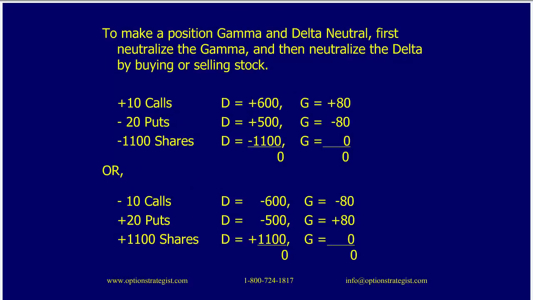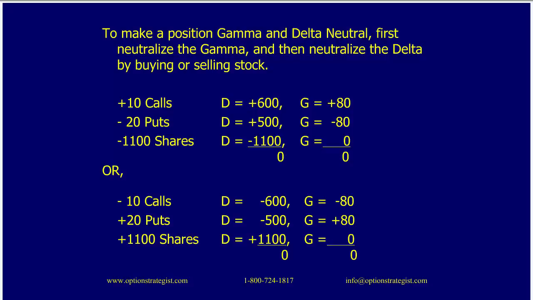We could also make the position gamma neutral. We want it to be gamma neutral and delta neutral. Remember what I said before. If we do that, we're going to have a wider range where the change in value of the underlying, the change in stock price, won't impact our position. So how do we do something like that?